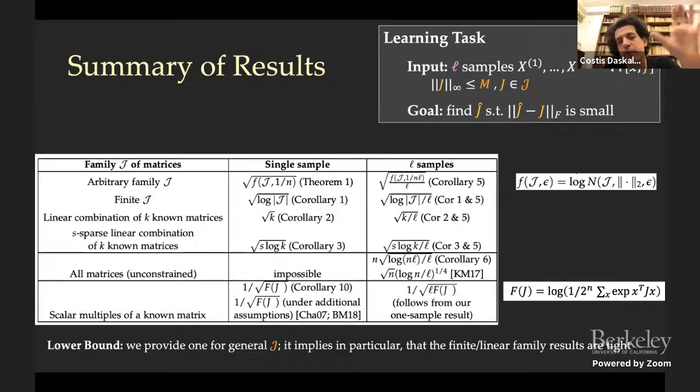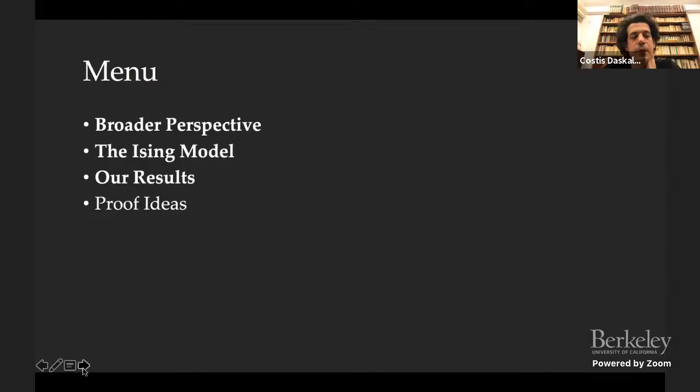The high level idea here is that considering the problem as a single sample learning problem is very flexible, and it can apply to different cases where you have dependent samples, or spatially or temporally dependent samples, or even independent samples, although that's not a focus of this broader line of work. All right, so proof ideas.